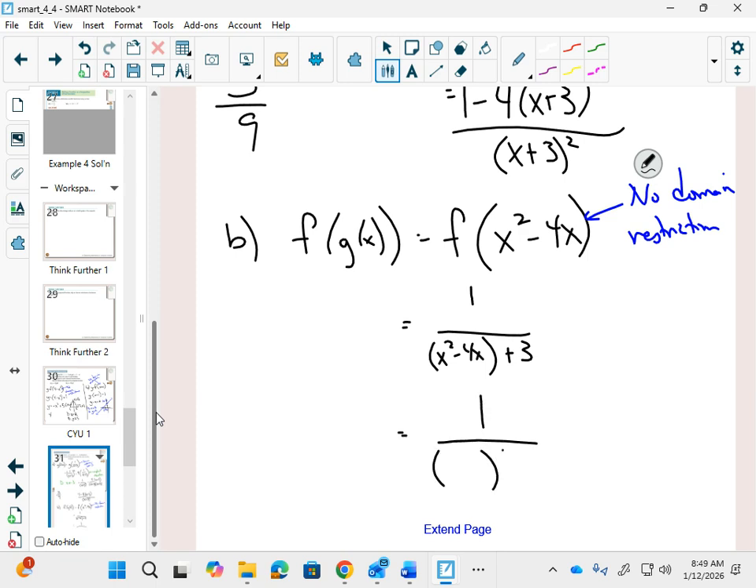Which I could factor on the bottom to x minus 3, x minus 1. And here we have some new non-permissible values. X can't equal 3 and x can't equal 1. That is our new domain. So before, x couldn't equal negative 3, but in this function, x can't equal 3 and x can't equal 1.